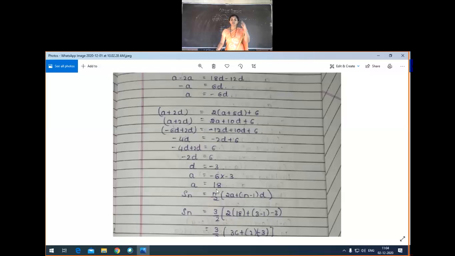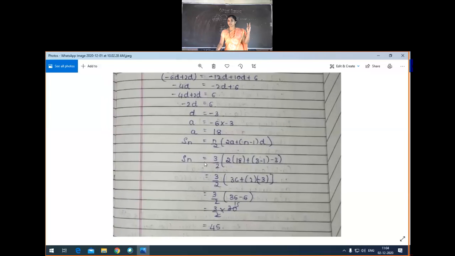Now we have to find out the sum of the first three terms of the AP. S3 we have to find. So Sn is equal to n by 2 into 2a plus n minus 1 into d. Okay, same type of problem. Sn, n place is 3, so 3 by 2 into 2 into a value 18 plus n is 3 minus 1, and d is minus 3. Then 3 by 2, 2 times 18 is 36, plus 3 minus 1 is 2 into minus 3. Then 3 by 2 into 36 minus 6, which is 30. Then 2 ones are 2, 15 threes are 45.